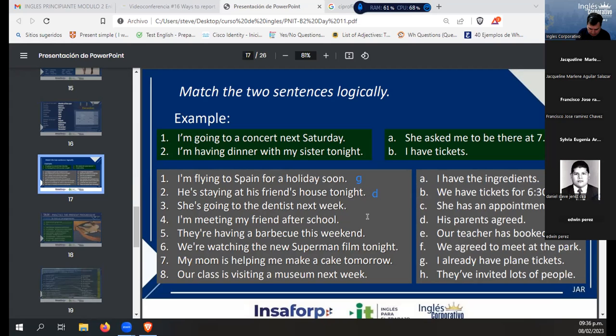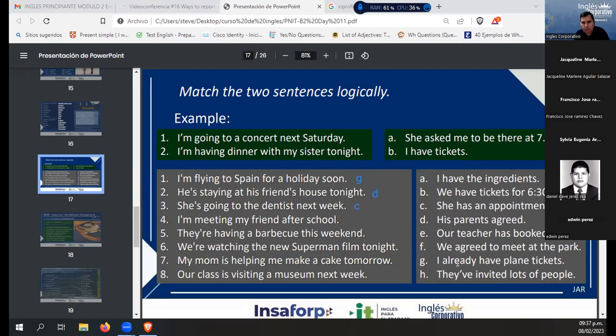She's going to the dentist next weekend. We have no tickets. She has an appointment. Yes. Little C. Three, C, yes. And four, I'm meeting my friend after school, tengo una cita con mi compañero después de la escuela.